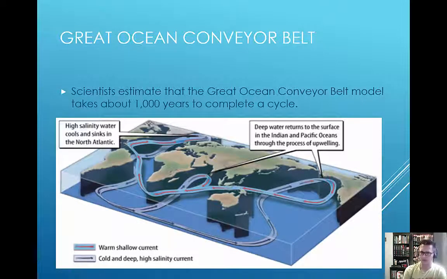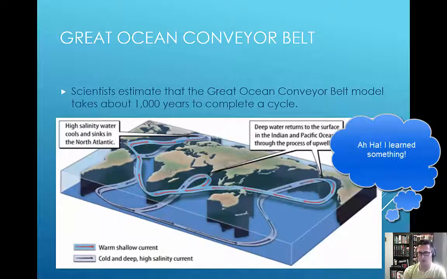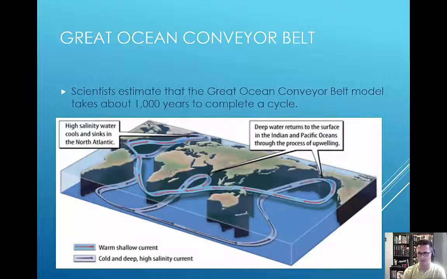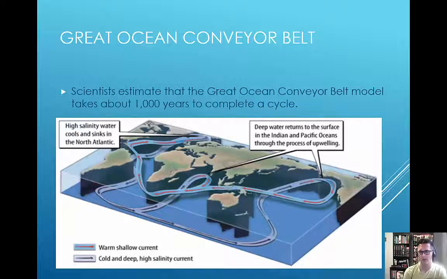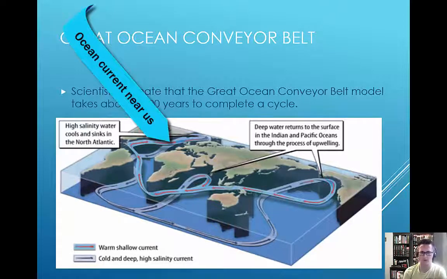Now we reach our big aha moment of why ocean currents are important. Firstly, they regulate our climate. Our climate is based on the ocean currents moving around and warming or cooling the air or bringing moisture in. They call it the Great Ocean Conveyor Belt because scientists estimate the Great Ocean Conveyor Belt model takes about 1,000 years to complete its cycle. So any water over by us in North America here can take 1,000 years to move all the way around and come back to where it started.